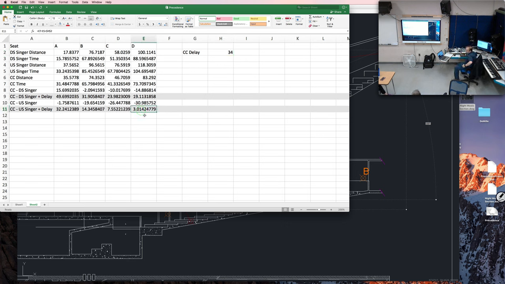So now the singer is arriving first, 3 milliseconds before the loudspeaker, but when they're standing downstage, the front row person is hearing the center cluster 50 milliseconds after the direct sound. No good, right? That's going to sound like an echo. So this is the problem. The actors aren't allowed to move. If they move, it doesn't work.